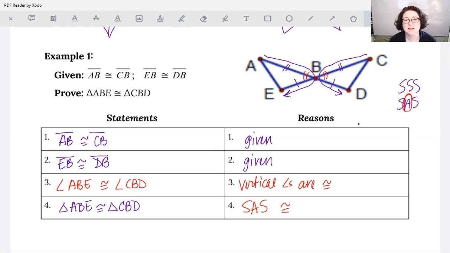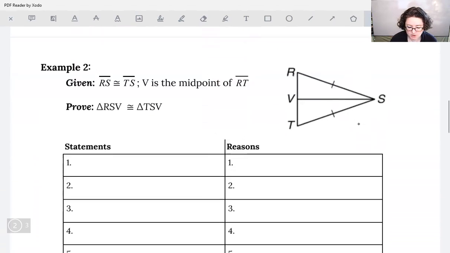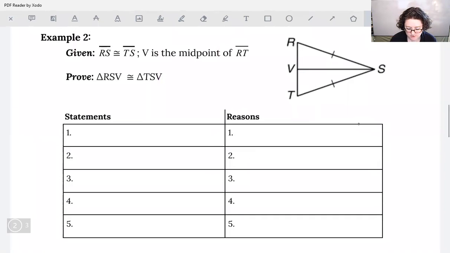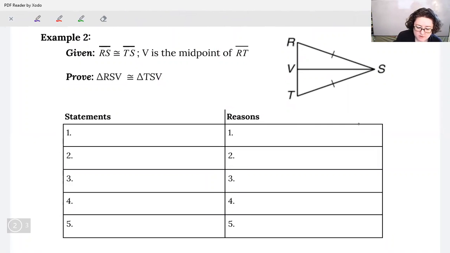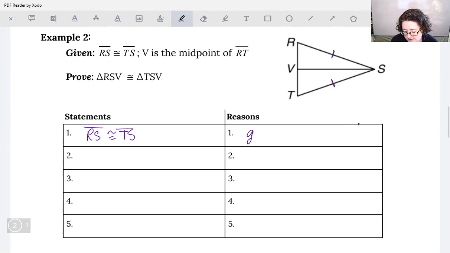Awesome. Let's do another. Okay, moving on to example 2. So, a slightly longer proof. We've got 5 steps on here. So let's go ahead and attack it. Again, we always want to start out with what information they gave us. They gave us that segment RS is congruent to segment TS. That's actually already marked in the diagram for us, very helpful. So that is given information.